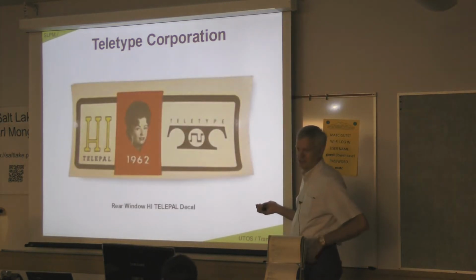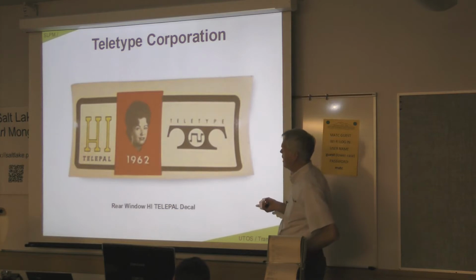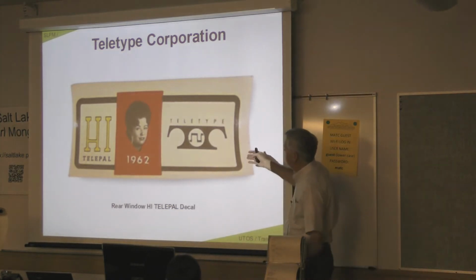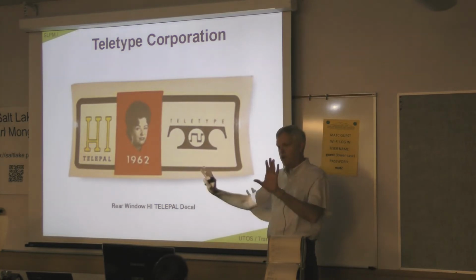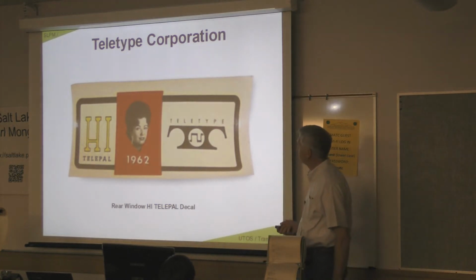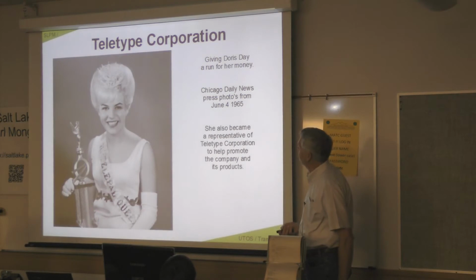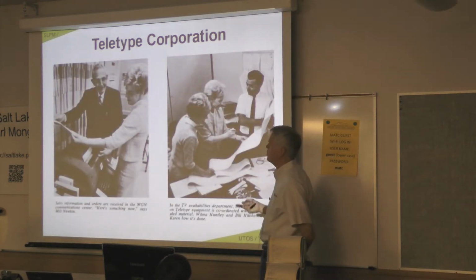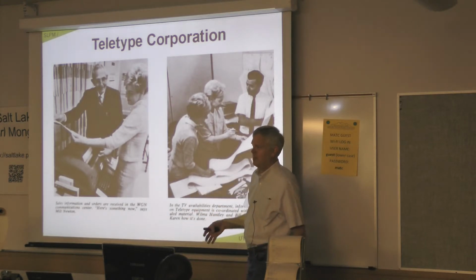And this is actually what the sticker looked like that you would put in your car. This was from 1962, and this was actually a decal. So you wet it with water, and it would go on the back of your windshield. And so this girl won, and this is actually a press photo for her that was in the Chicago Daily News. And then she became a representative of the company and would tour customers and be in news articles.